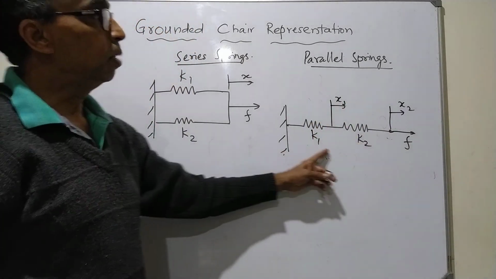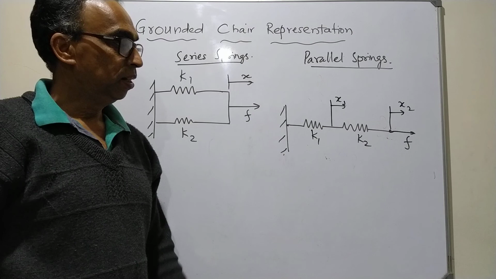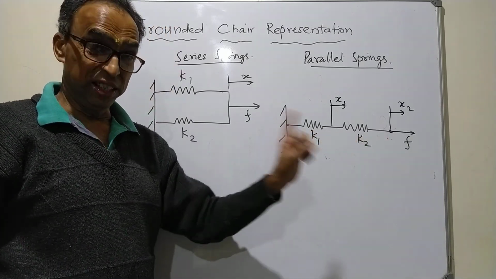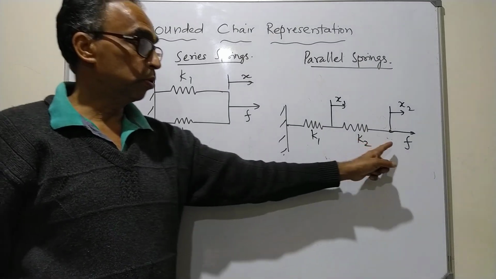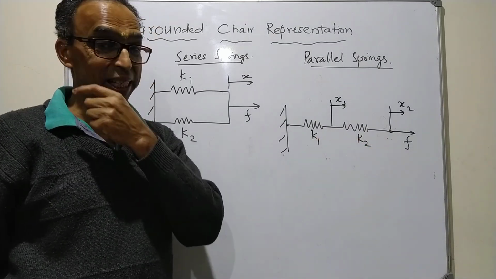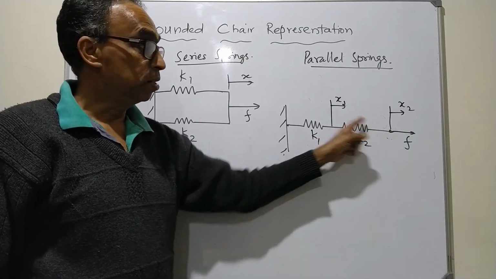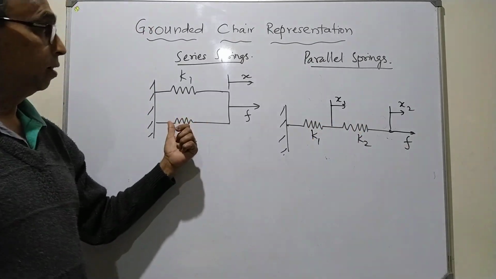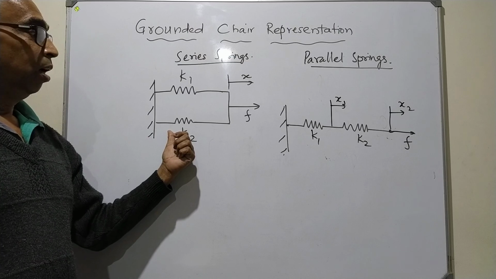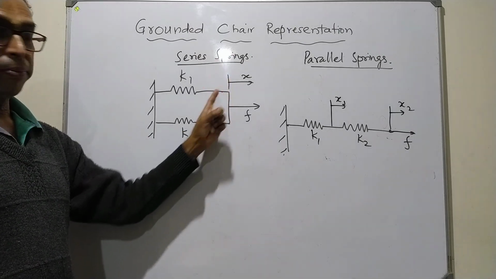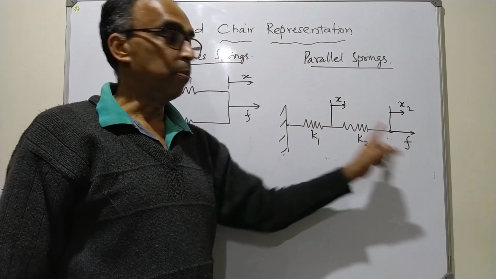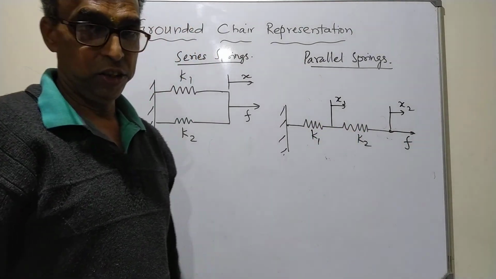Now, what is the typicality of these parallel springs? The force acting on each of the springs is the same. I repeat, the force acting on each of these parallel springs is the same, whereas displacement is shared by each spring. Whereas in these series springs, displacement was the same and the force was shared. In parallel springs, force is the same and displacement is shared.